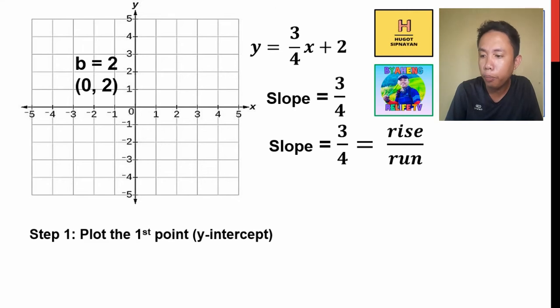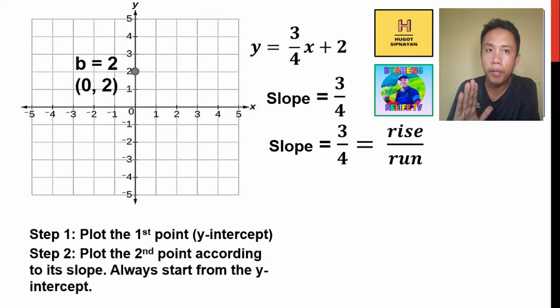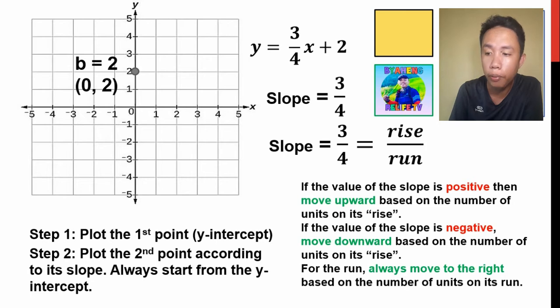Try natin ang first point natin, which is 0, 2. Since ang value ng ating y-intercept ay 2, we will start with the first point, which is 0, 2. Tandaan nyo, alamin kung paano mag-graph ng points. Dapat di ka magkakamali dito. Okay? Now, we're going to have the second point using our slope.